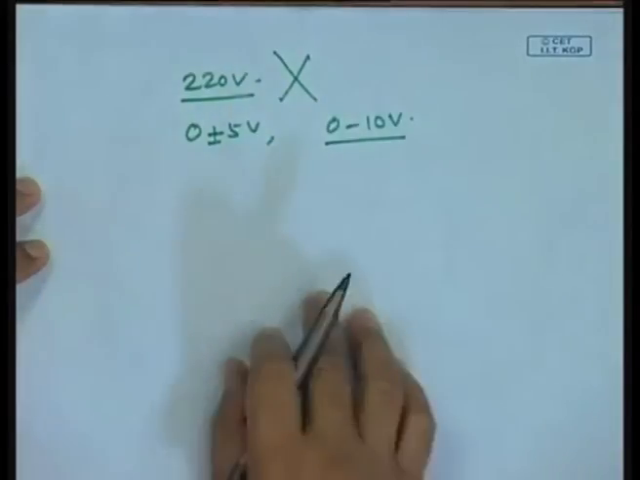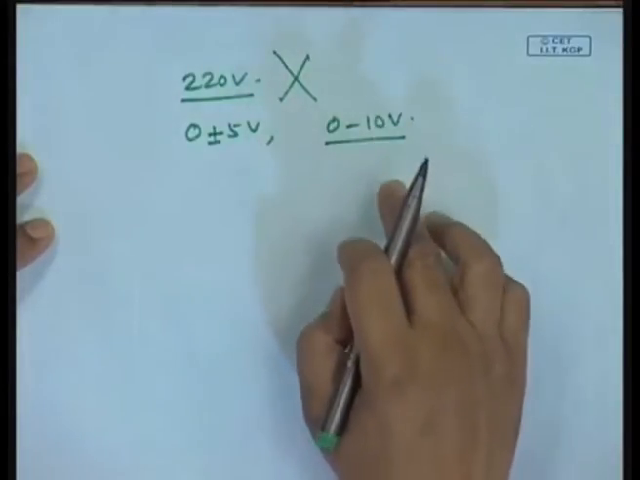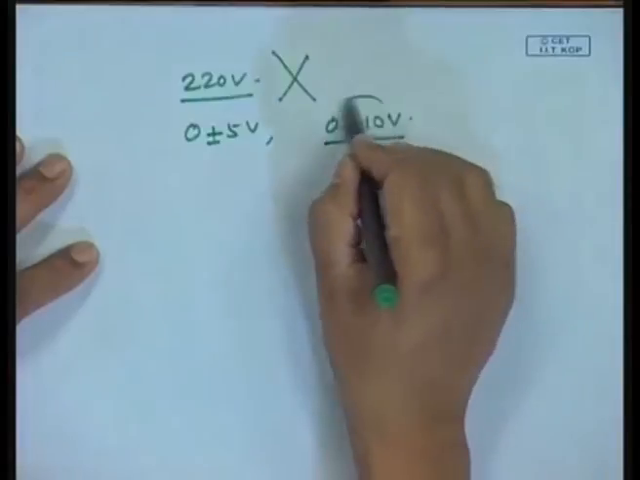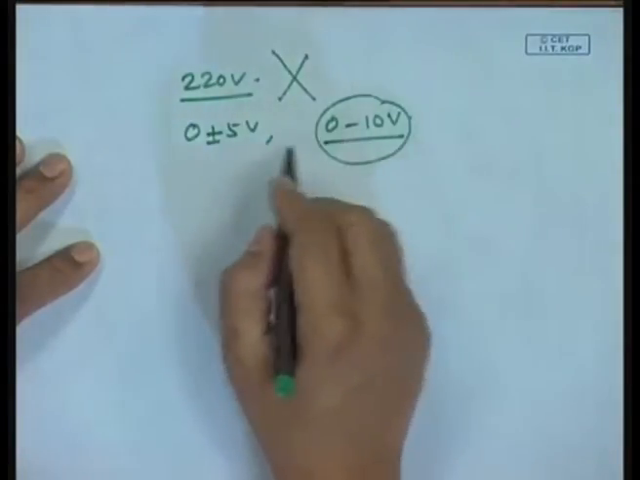So, no matter what your signal is, it cannot have a maximum voltage of more than 10 volts. That means you cannot straight away plug in your 220 volts AC line to your data acquisition card, you will fry the card. Okay, that should not happen. So, the maximum limit is 0 to 10 volts, which is to be fed to the card.